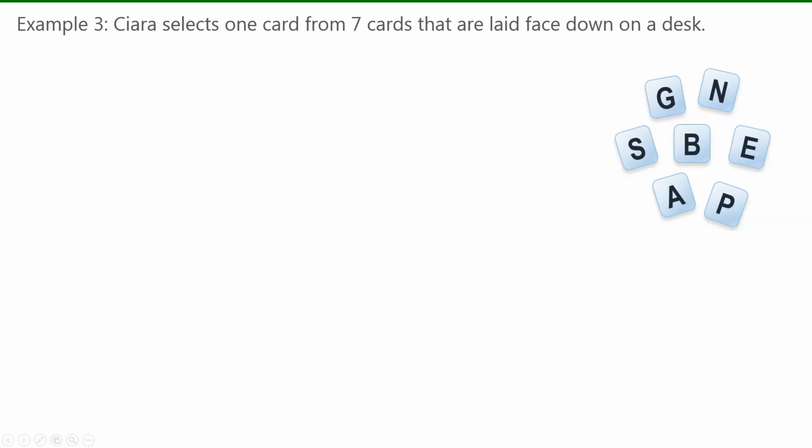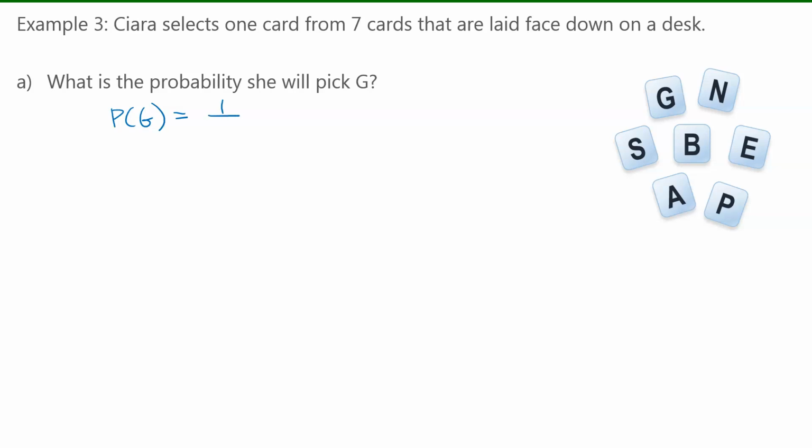Example 3. Kira selects one card from 7 cards that are laid face down on a desk. What is the probability that she will pick a G? So I write probability of picking G. I determine how many G's are in that pile, so I can see 1 G, and there are 7 cards in total. So the probability of picking G would be 1 over 7.